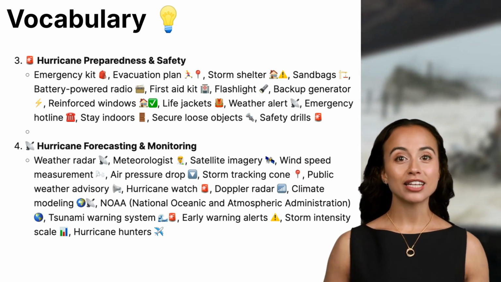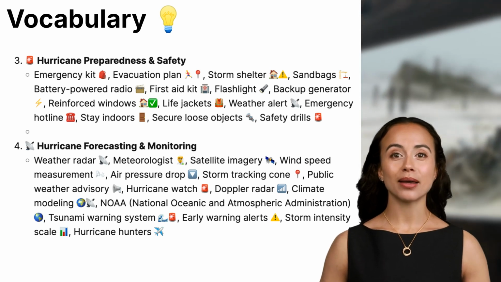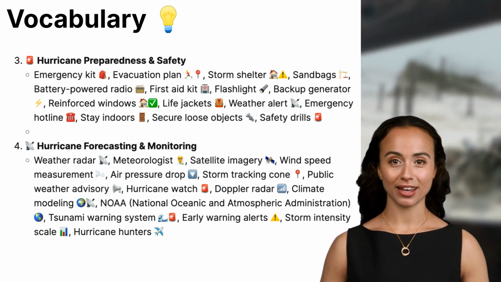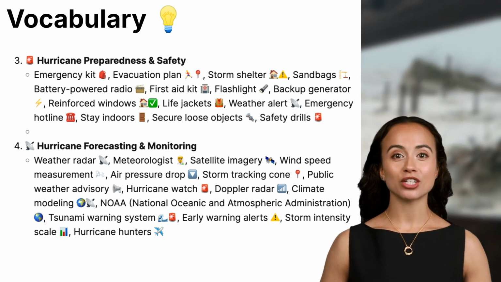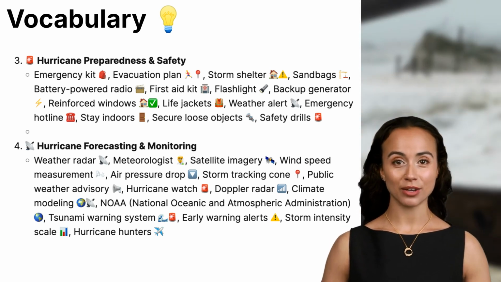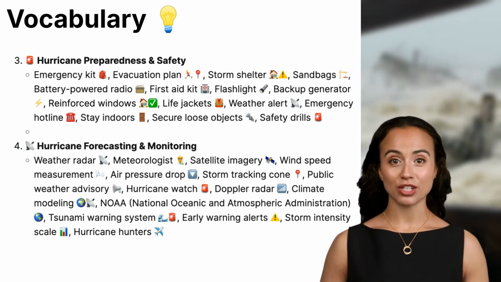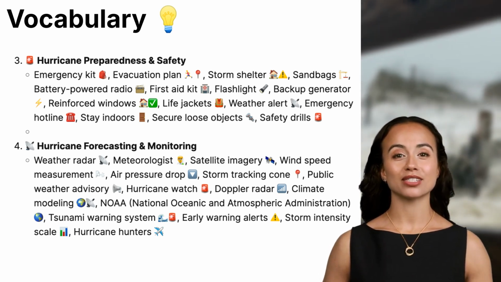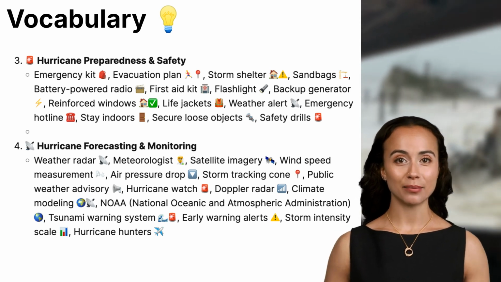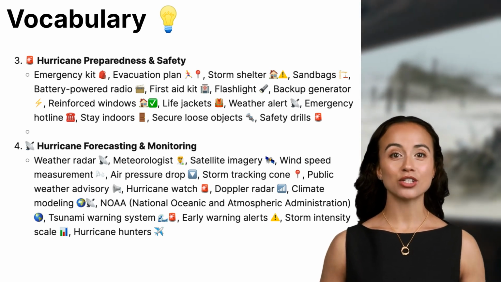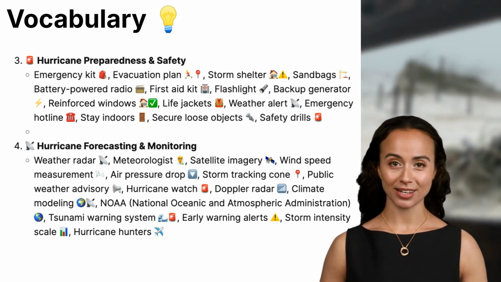Emergency kit, a collection of supplies like food, water, and medical items for use during a hurricane. Evacuation plan, a strategy for leaving a dangerous area safely before a storm arrives. Storm shelter, a secure location designed to protect people from extreme weather. Sandbag, bags filled with sand, used to prevent floodwaters from entering buildings.